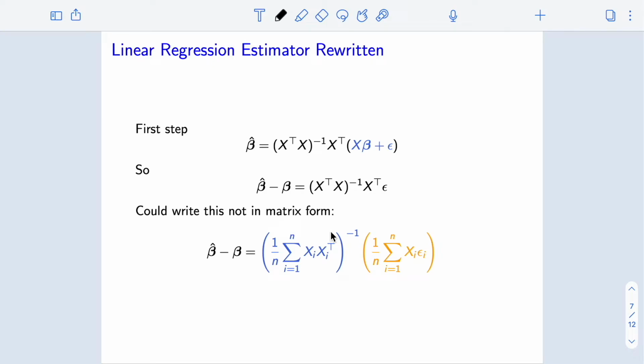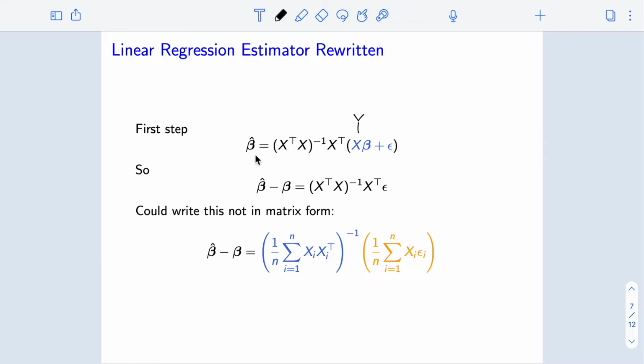So for the first step, recall in the original definition, we had a y right here. We just substitute in y equals x beta plus epsilon, where epsilon is now a vector of our errors. So it's all of those epsilon values stacked on top of each other. This just follows from our original assumption of linearity. And now if we multiply this out, we see that the first term, we get cancellation, and we just get a beta. And then the second term just has an epsilon.